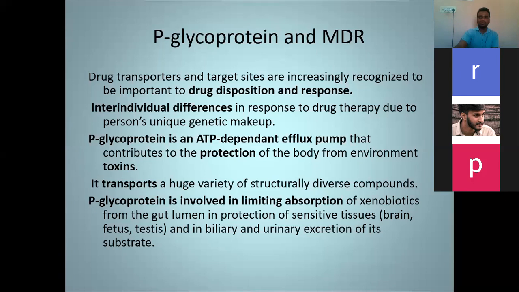So what I was asking is, now you understood the function of P-glycoprotein. If P-glycoprotein is more, is the effect of the drug going to be increased or decreased? Very simple, very easy question.